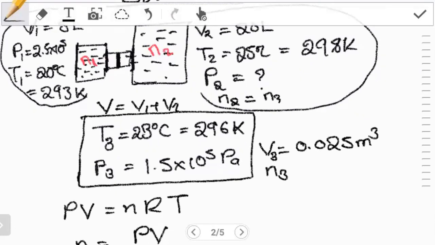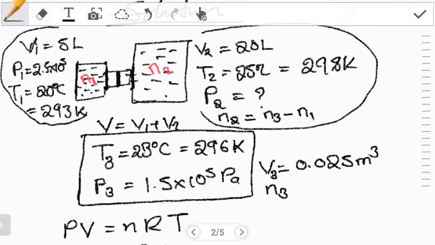N3 minus N1. This is going to give me what N2 is. And once I know what N2 is, I can easily use the ideal gas equation again, now for the right-hand side, to get what P2 is. I hope with that, if you struggled to work it out the first time, you have an idea of exactly what you need to do. You can pause the video and try to finish working out this problem.